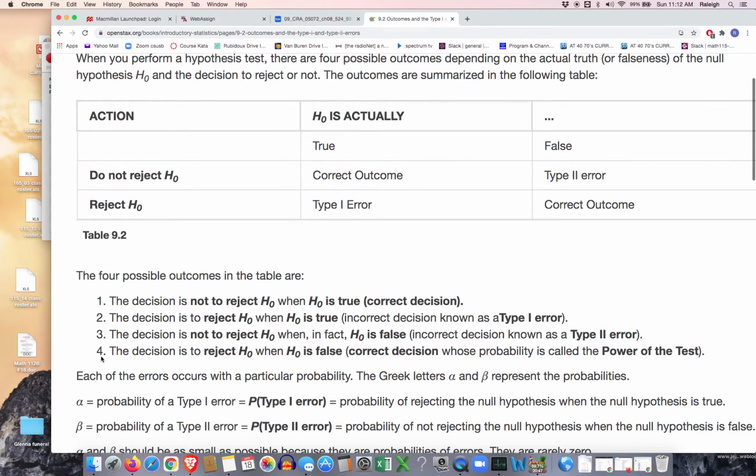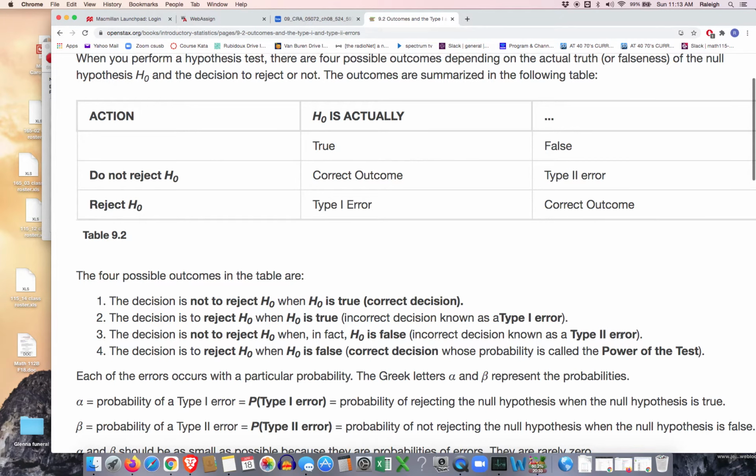That's the fourth situation here. The decision is to reject H0, but H0 is false. Oh, I'm sorry, there's number 3. I misread it, sorry. Don't reject H0, you like H0, but H0 was not really true. HA was really true.